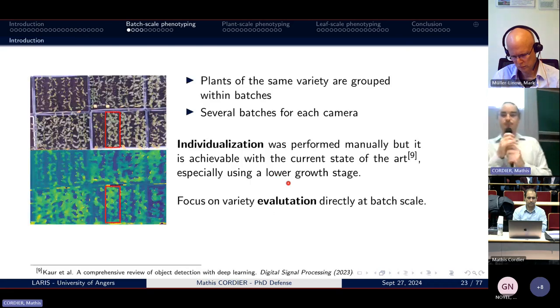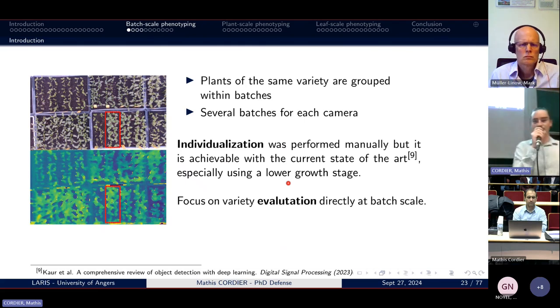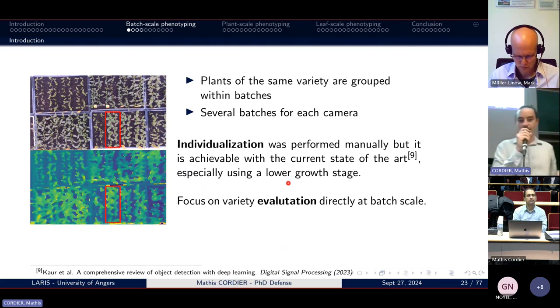So first, at batch scale, we can see here that we have several batches for each camera. And if we perform the individualization of these batches manually during the PhD, we assume that it is achievable with the current state of the art. And we focused more on the variety evaluation directly at batch scale.